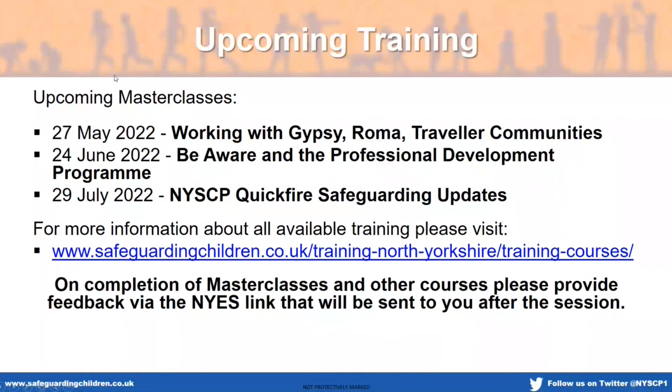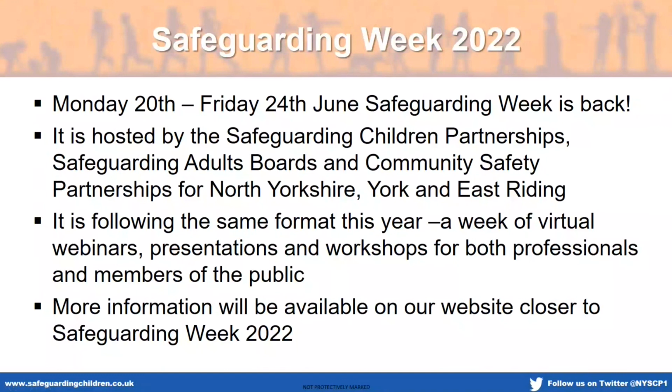Just another reminder that Safeguarding Week is going ahead again. This is between Monday the 20th and Friday the 24th of June. It's going to be hosted by the Children's Partnerships, the Adults Boards and the Community Safety Partnerships for North Yorkshire, York and East Riding. We are following exactly the same sort of template as we did last year. So there'll be virtual webinars, presentations and workshops for professionals and members of the public alike. More information will be made available on our website closer to Safeguarding Week, so that you'll be able to book yourself on any of those sessions. Also, all of the local safeguarding partnerships are doing some more locally themed things as well. Again, that will all be included.